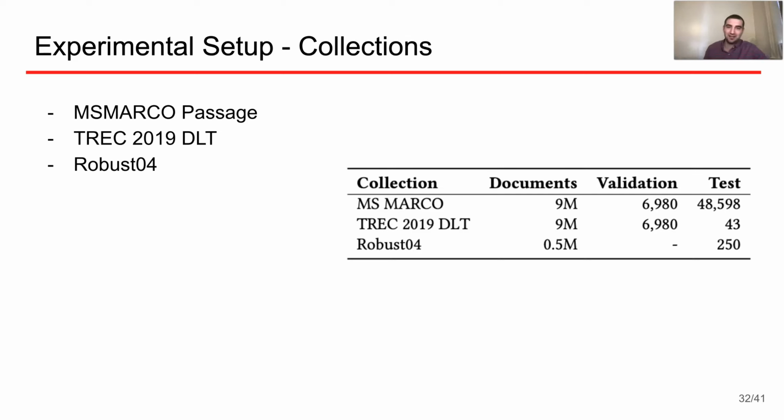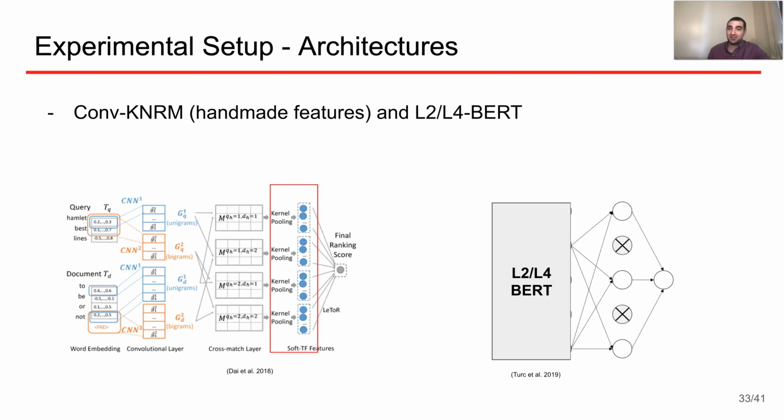And something I want to point out is that we don't train or validate at all on Robust04. It's used as a way to measure how well our uncertainty method works on an out-of-distribution collection. We look at two architectures, convolutional KNRM and also TinyBERT and MiniBERT with 2 and 4 transformer layers respectively. And these architectures represent the two paradigms of current neural retrieval models. We have the neural network with the handcrafted kernel pooling, and then we also have the fully distributed massive transformer.